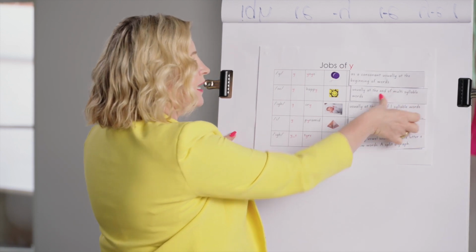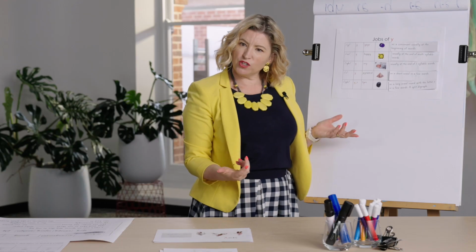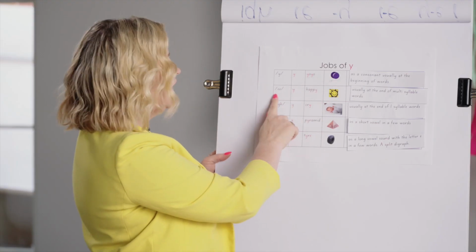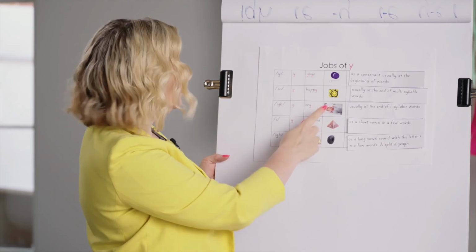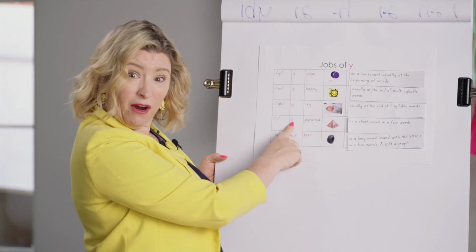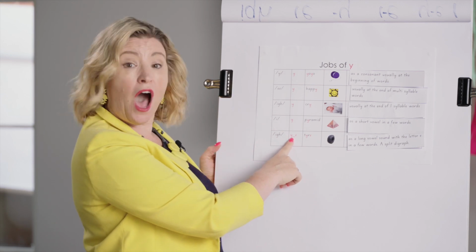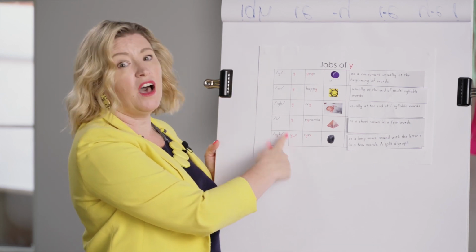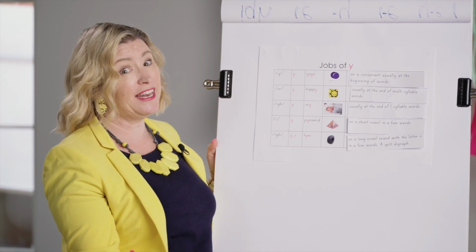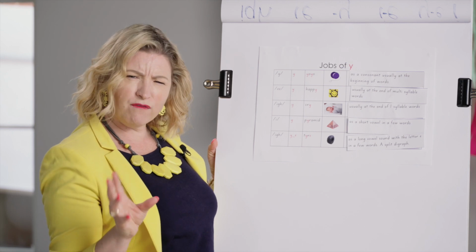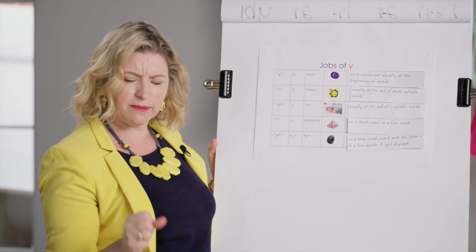What a busy letter Y is. Look at all the jobs. So it makes Y in yo-yo, it makes E in happy, it makes I in cry, it makes it in pyramid, and in tire, it works as a split vowel and makes an I sound as well. I told you Y was a very busy letter, didn't I? Let's investigate some words now that have Y doing some of its different jobs.